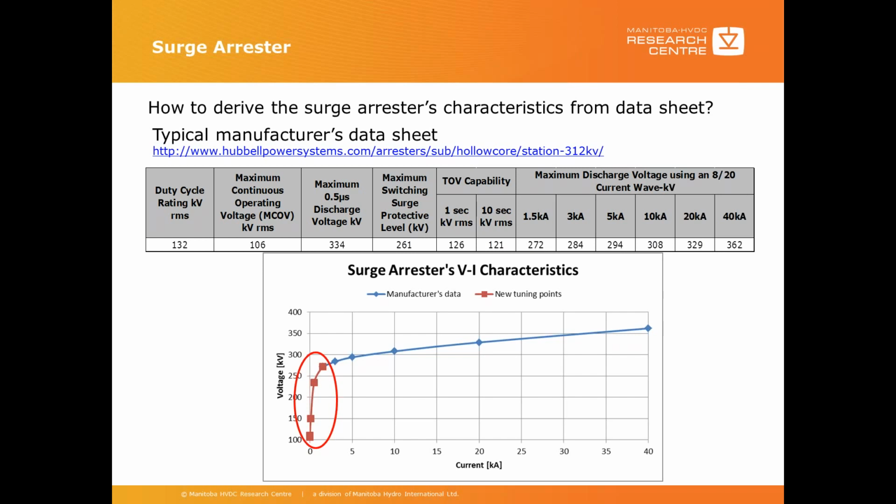If the manufacturer provides the complete test results of the surge arrestor VI curve, then you need to use the data provided by the manufacturer to get an accurate result.